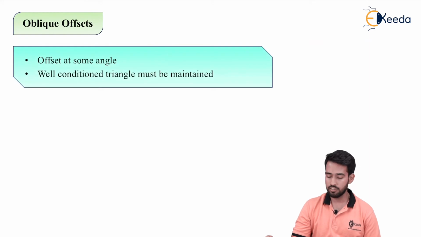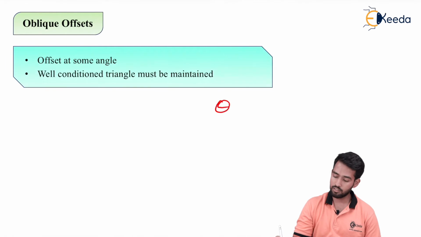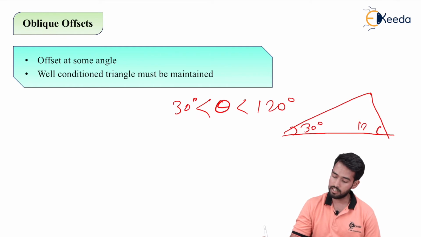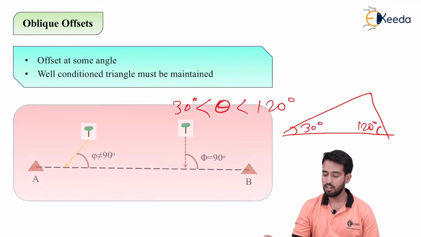Now moving on further, which is our oblique offset. An oblique offset is an offset which is set at any angle other than 90 degree. The only condition is that your triangle should be a well-conditioned triangle. Now what do you mean by a well-conditioned triangle? In a well-conditioned triangle, your theta is more than 30 degree and less than 120 degree. This is known as your well-conditioned triangle.